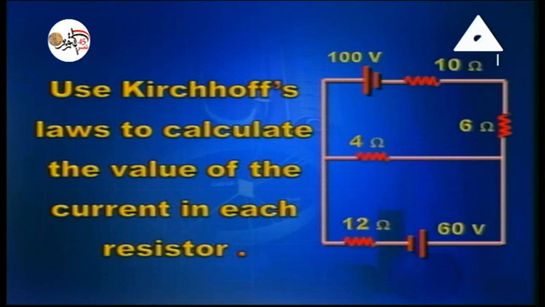We've got a 100 volt cell of negligible internal resistance, and we've got a 10 ohm resistor, 6 ohm resistor, 4 ohm resistor, and 60 volt cell. We want you to use Kirchhoff's laws to calculate the value of the current in each resistor.